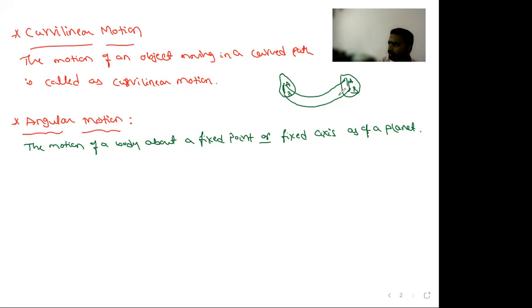But A and B are parallel to each other only, and the path is a curved path. That's why this motion is called curvilinear motion. Then angular motion is the motion of an object about a fixed point. Suppose this is a fixed point and a planet is rotating about this point. If I consider a pendulum, the bob of the pendulum is always rotating about this axis. This motion is called angular motion. Angular motion comes under curvilinear motion. Is it clear, everyone?